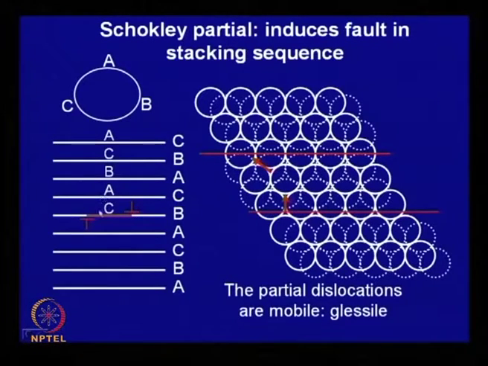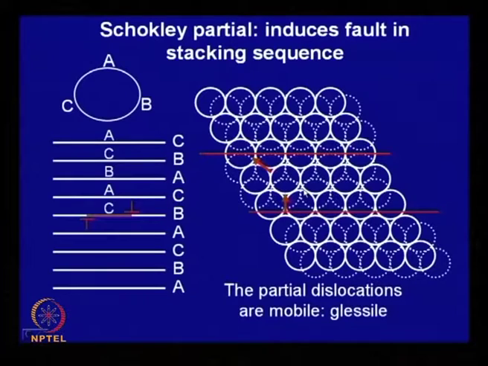So, this fault in that stacking sequence is called stacking fault. And so, that means we can consider this fault to be a two dimensional defect. So, across this area, there is a fault in stacking sequence, and we call this stacking fault energy. And these partial dislocations are known as Shockley partial dislocations, and the generation of Shockley partial induces a fault in stacking sequence.